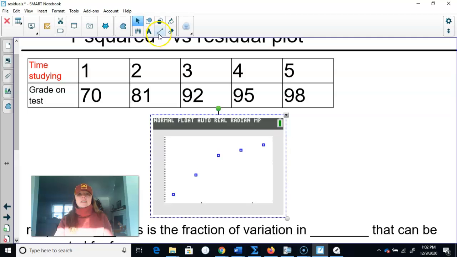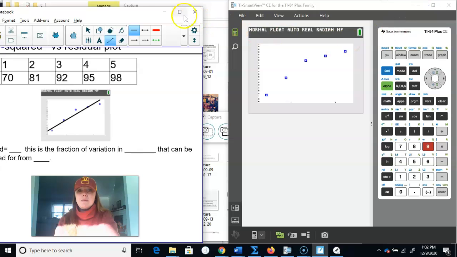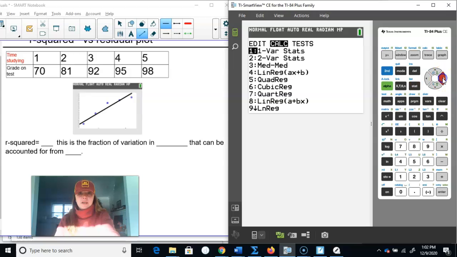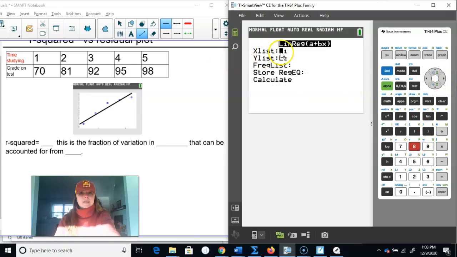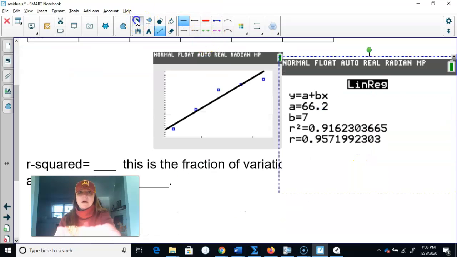Okay, so what I want to do next is find the line that will model what's going on here, the line that I would use for prediction. So let's do that now. Minimize this again. I'm going to hit stat, arrow over to calc, and go down to number 8. So stat, arrow over to calc, number 8. My X list is L1, my Y list is L2. If you have the old calculator, you can just go ahead and hit calculate. Okay, so we have our line right here. Let me pull this over just so we can see it. I want to make it a little smaller.